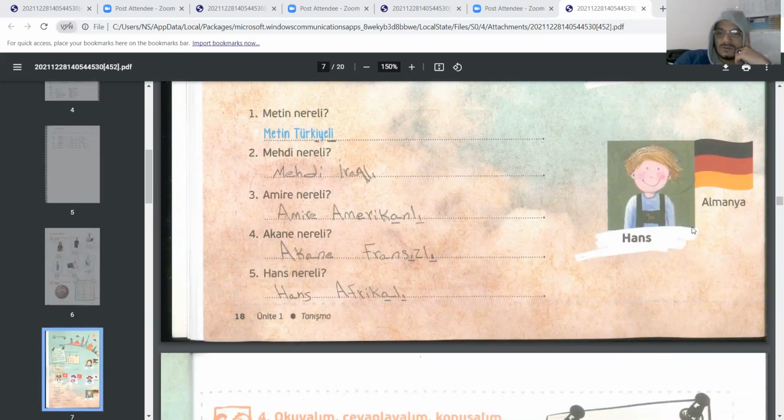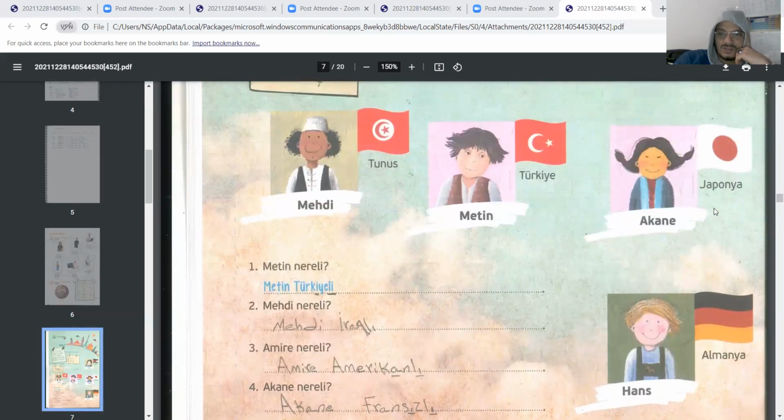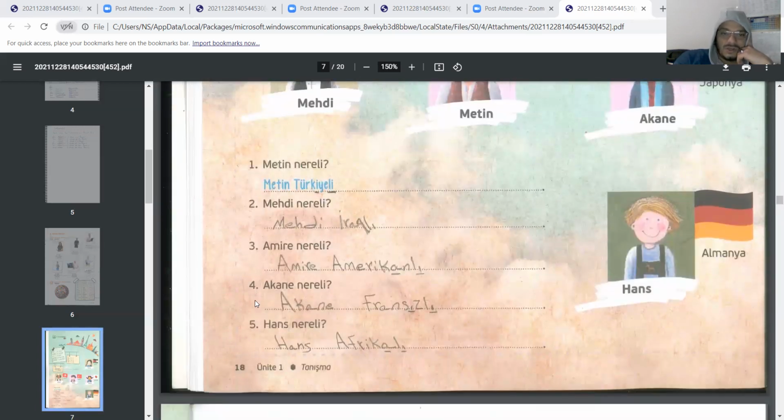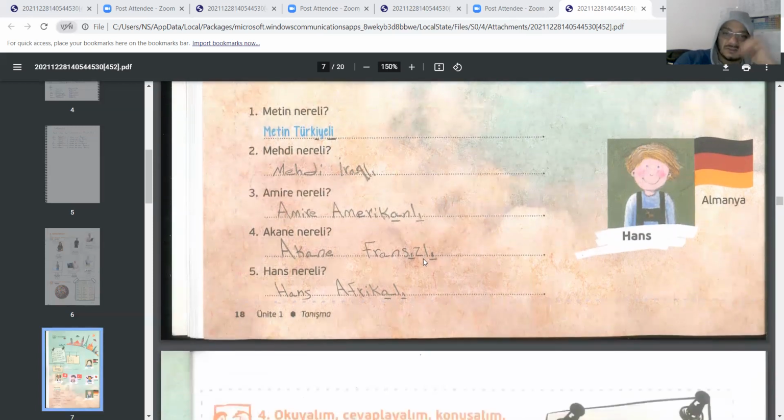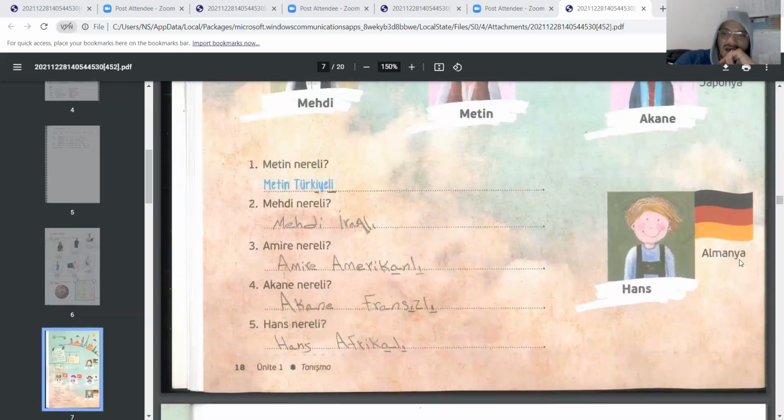Akana. Where is Akana? Japonya. Akana nereli? Akana Japonyalı. I just put L and E at the end to make Akana Japonyalı. Hans Almanya, Almanyalı. L and E are the first. I put all of that from my mind. Amerikanlı, Fransızlı, Afrikanlı.